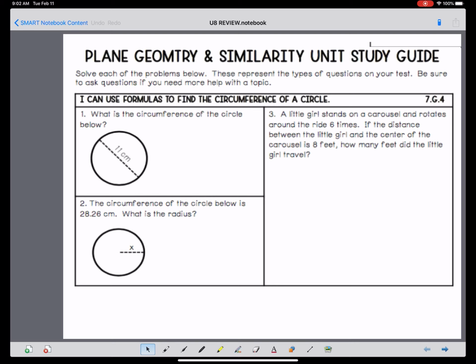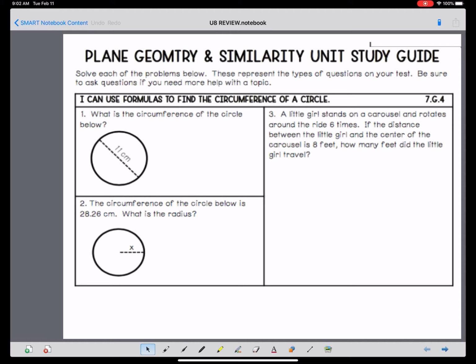Question number 1. Well, I guess I could start from the beginning. Plane geometry and similarity unit test, or unit study guide. Like I said, this will help you on your test, and your test will be very similar to this. Solve each of the problems below. These represent the types of questions on your test. Be sure to ask questions if you need more help with the topic.